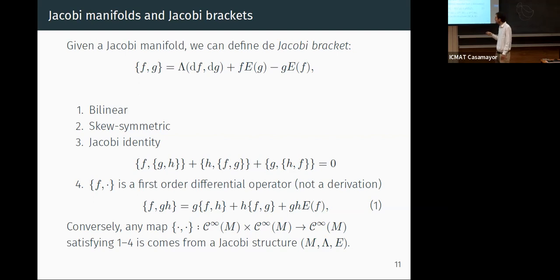And you need an extra property, and you can choose many equivalent ones, but this one works: if you fix one argument, you get a first order differential operator. This is not a derivation, but it has this extra term. If the vector field was 0, this would be a derivation, and we would be on a Poisson manifold, but this is a little bit more general. Conversely, any bracket on the space of functions which is a local Lie algebra in the sense of Kirillov, that means that it has these four properties, you can prove that it comes from a unique Jacobi structure. You can put a Jacobi structure, in the previous sense, on your manifold, and then you get the bracket.